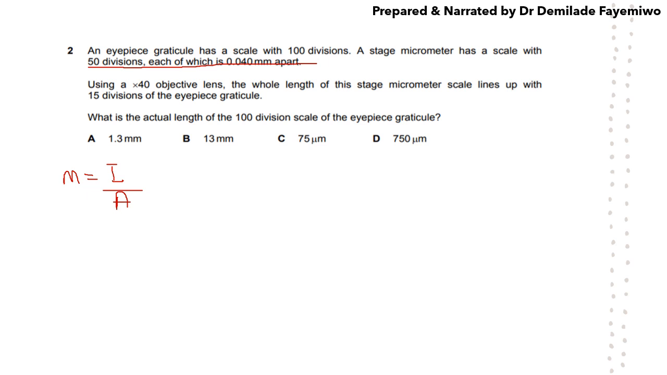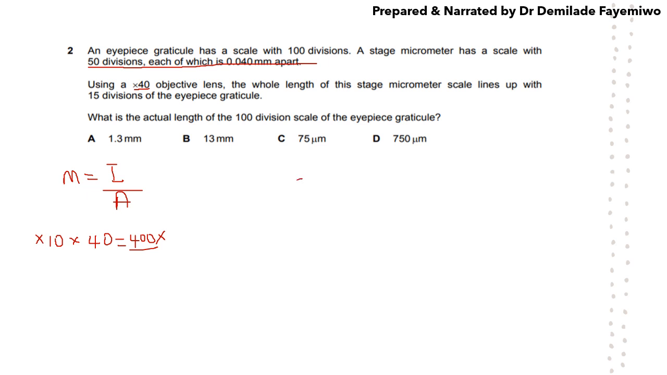And our magnification here is times 40 objective lens. But remember that when you're dealing with magnification, especially if you're using a microscope, you're also including the eyepiece. And the eyepiece always has a magnification of times 10. So that means we have magnification of times 10 times 40, which is then equal to 400. So we know that our magnification is 400 times, and we're just going to leave that there.